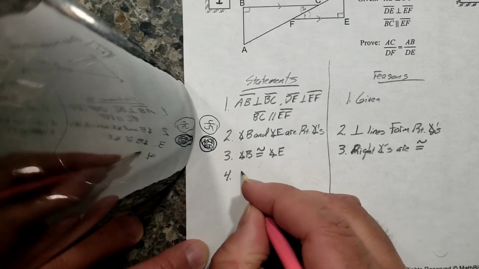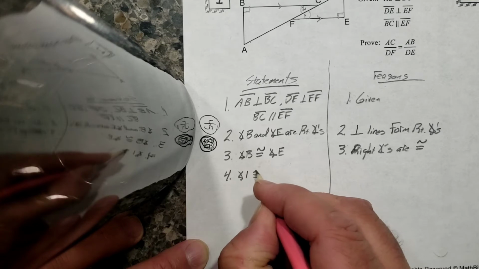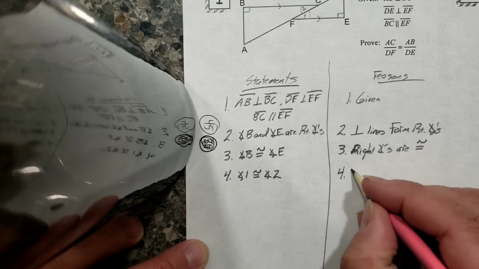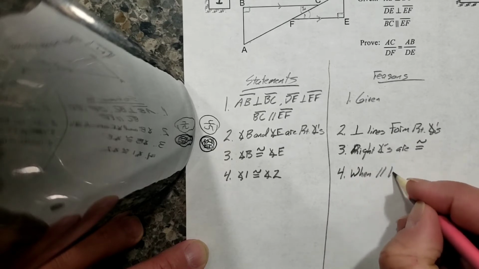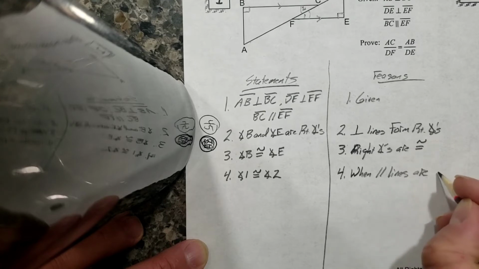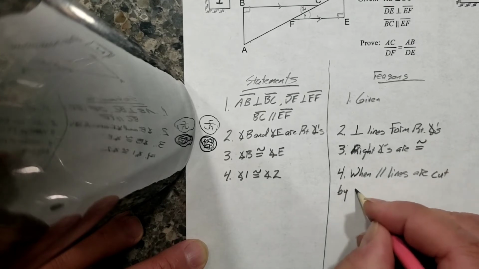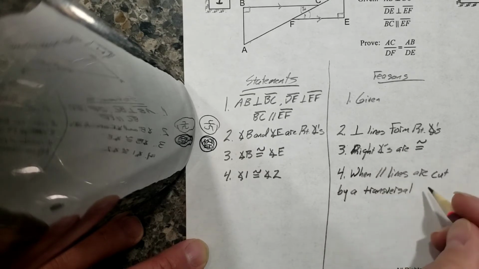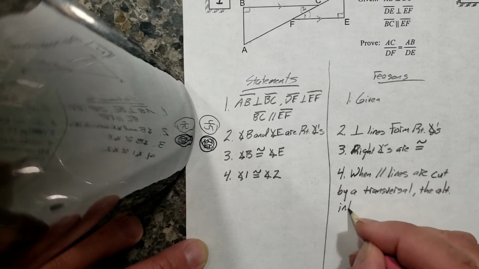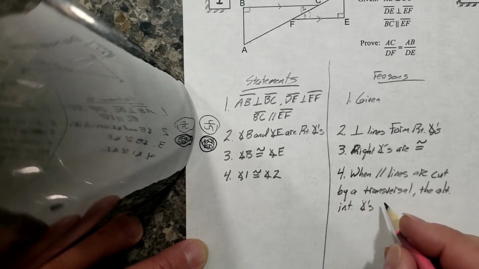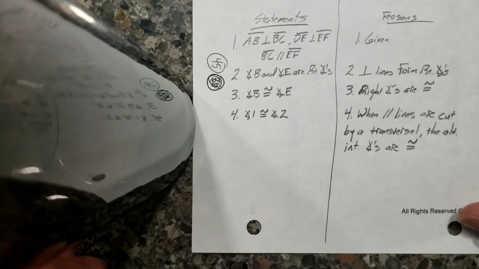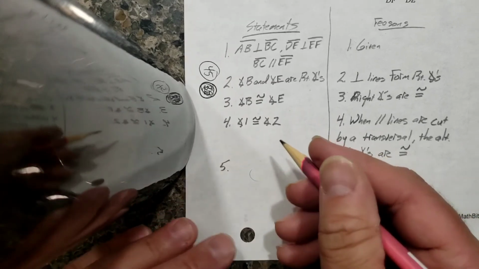Now we're going to do what I labeled angle 1 is congruent to angle 2, and I'm putting the whole statement in there: when parallel lines are cut by a transversal. That's the line that goes through both of the parallel lines. The alternate interior angles are congruent. Okay, so now we've got our similar triangles, and we're going to line that up.